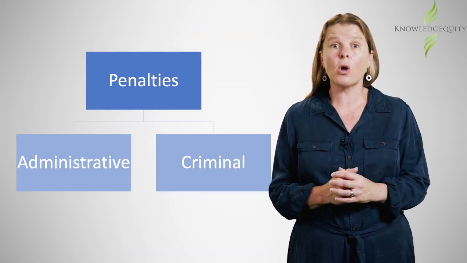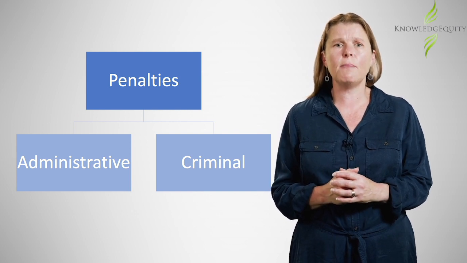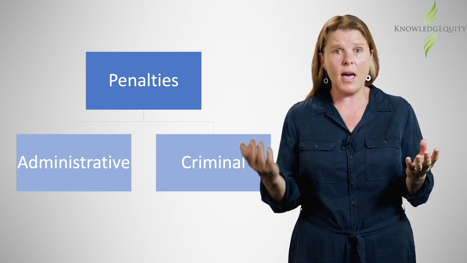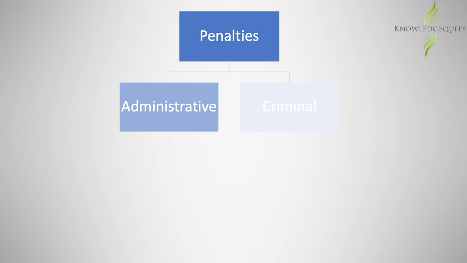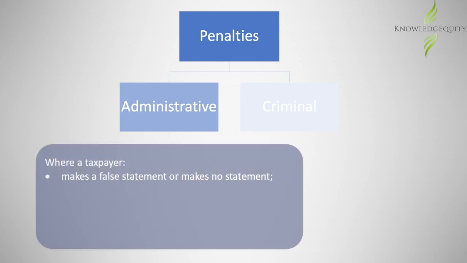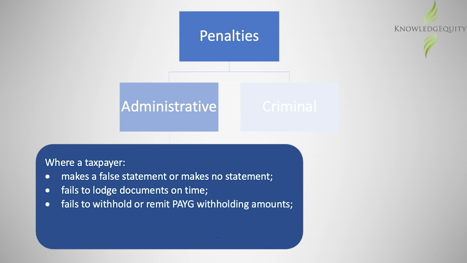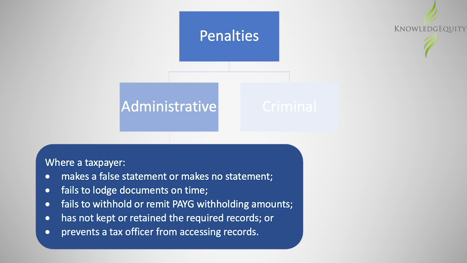When a taxpayer has not complied with the tax laws, they may potentially be subject to penalties. Broadly, these can be split between administrative penalties and criminal penalties. Administrative penalties cover areas such as where a taxpayer makes a false statement or makes no statement, where a taxpayer fails to lodge documents on time, where a taxpayer fails to withhold or remit PAYG withholding amounts, where a taxpayer has not kept or retained the required records, or where a taxpayer prevents a tax officer from accessing records. Penalties may also arise under the anti-avoidance provisions, such as Part 4A.